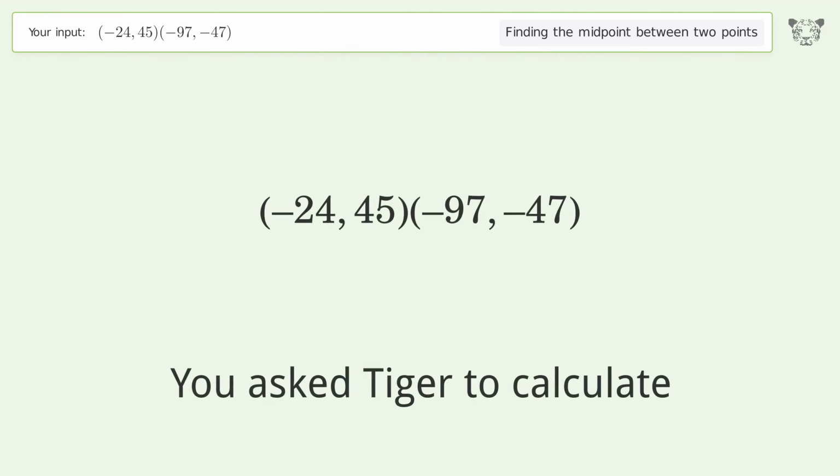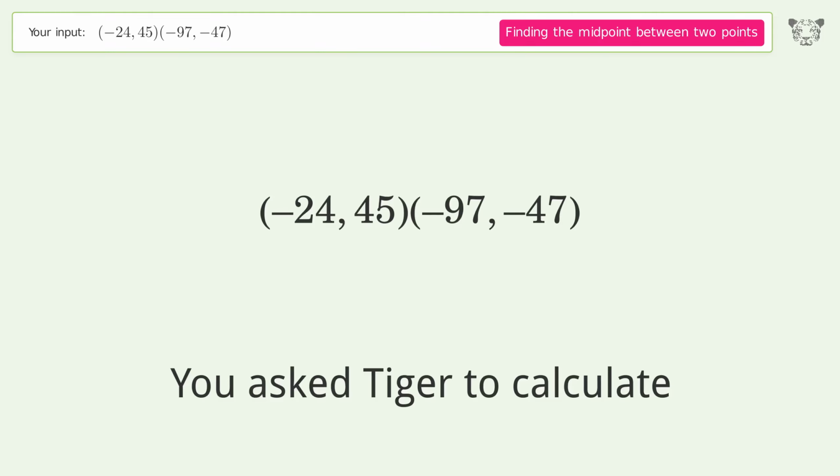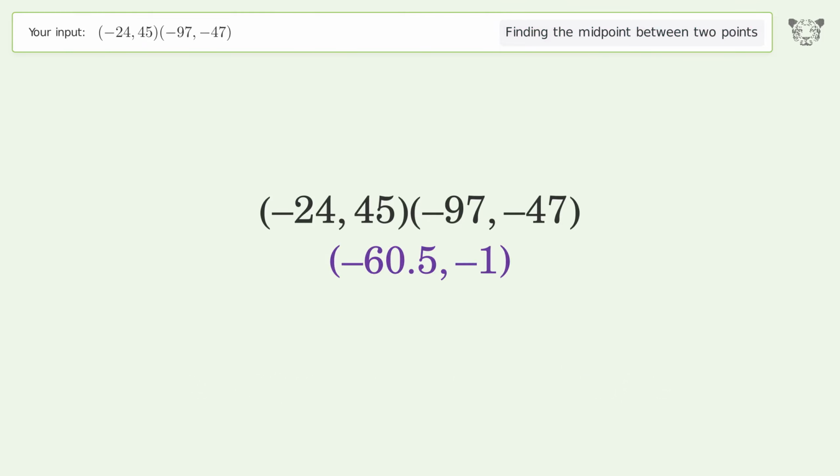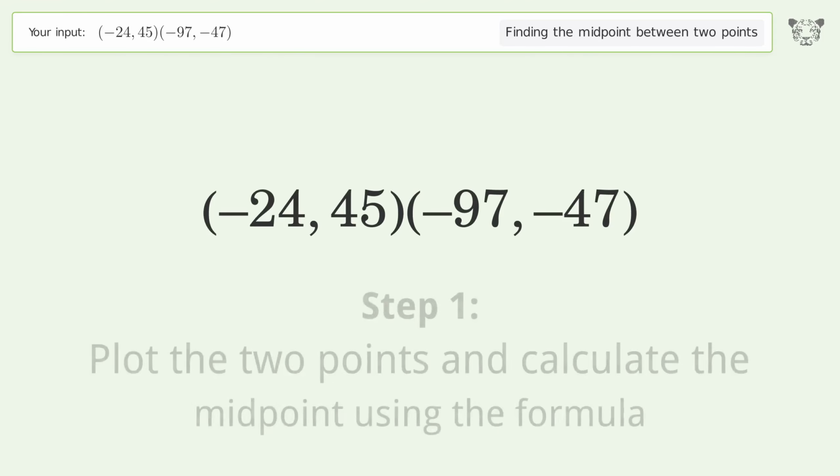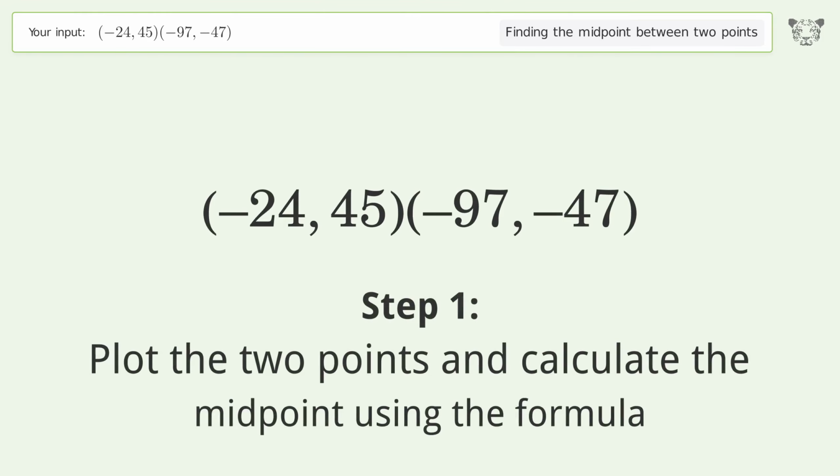You ask Tiger to calculate. This deals with finding the midpoint between 2 points. The midpoint between the 2 points is -60.5, -1. Let's solve it step by step. Plot the 2 points and calculate the midpoint using the formula.